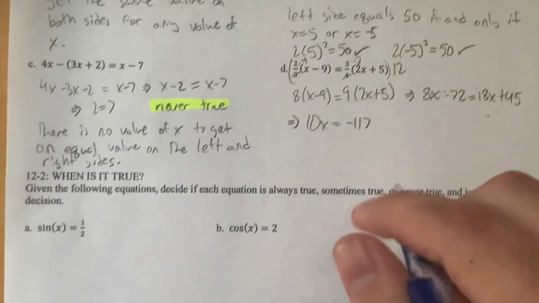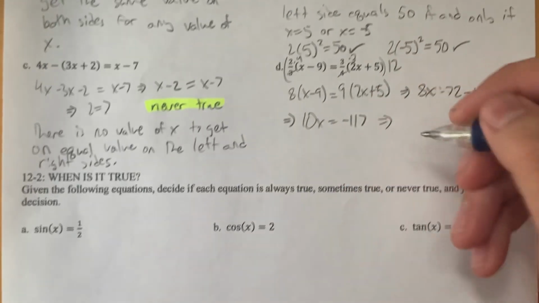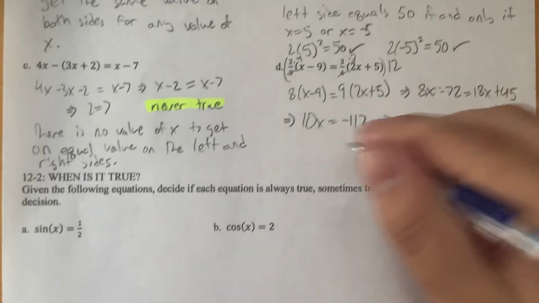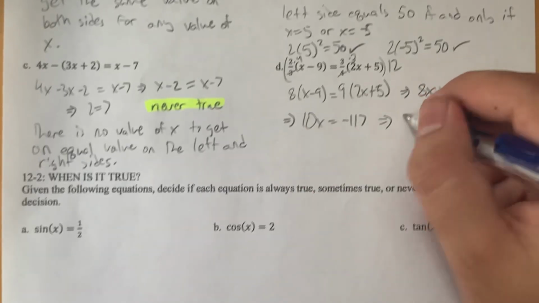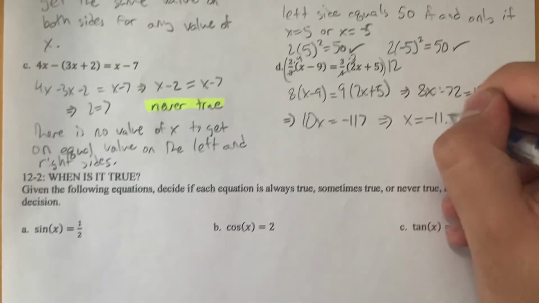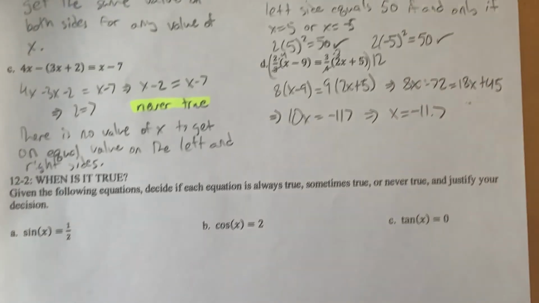Wow, doing that all in my head. Believe me, don't believe me, your choice. You know, you divide by 10. This one's easy. 11.7. Just move the decimal place over once.